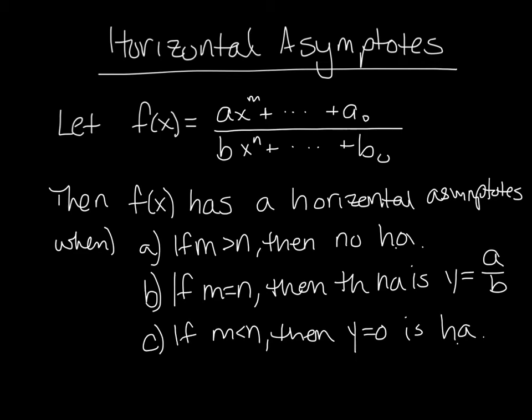Okay, so if we look at this, if this exponent is bigger than this one, then it's bottom heavy, it's stable. And when it's stable, you always know what it's going to be. It's going to be y equals 0. Okay, so those are the horizontal asymptote rules.